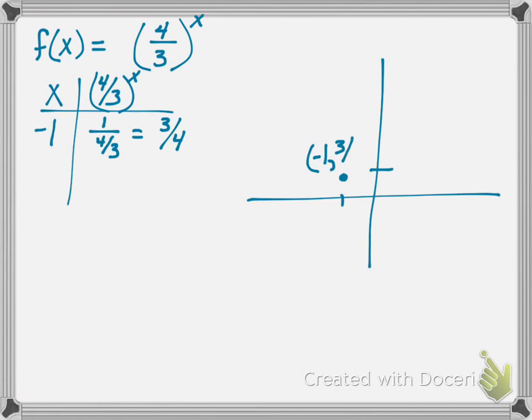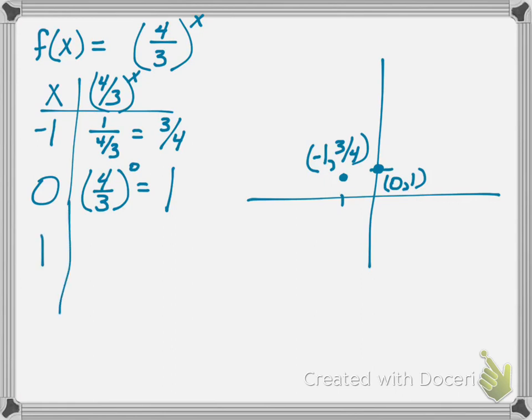-1, 3/4. When we plug in 0, we get 4/3 to the 0 power, but a base raised to the 0 power is always equal to 1. So we have the point 0, 1. And if we plug in 1, we have 4/3 to the 1 power, which just equals 4/3.